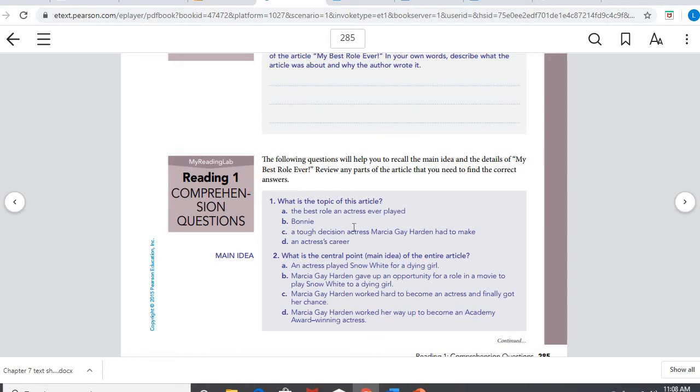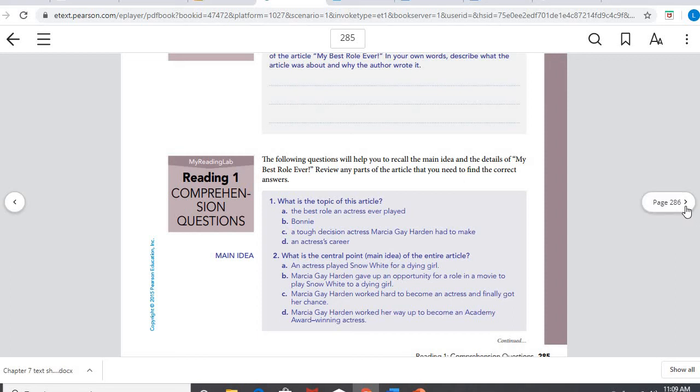Number 2, the central point or thesis of the entire article. We know it's about Marcia Gay Harden, so her name has to appear, so A is already thrown out. But we know it's talking about her kind of like the choice she had to make. So I would say the best answer there is B. She gave up an opportunity for a role in a movie to play Snow White to a dying girl. That was really what she went through. That was the whole thing, is how she had this really hard decision to make, because it was basically her career, she thought at the time, or holding this promise. And so that was difficult for her.